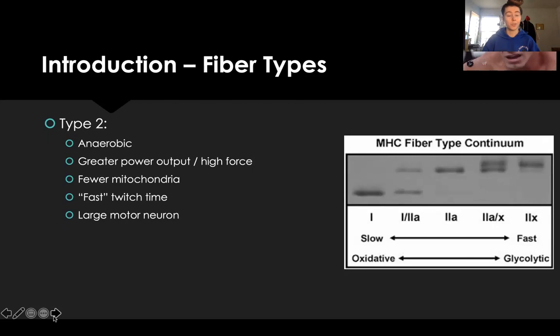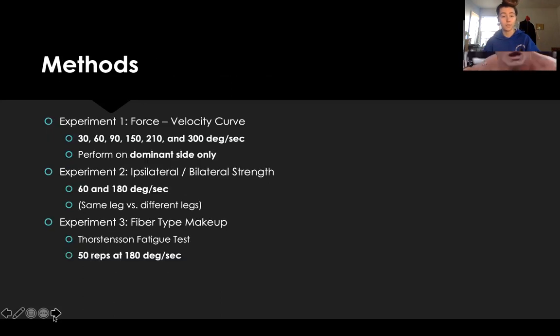Type 2 muscle fibers are your anaerobic fibers, so they're going to have fewer mitochondria because they're not going to need them. They're going to have greater force and power output. They're fast compared to your type 1 muscle fibers, and they have large motor neurons.